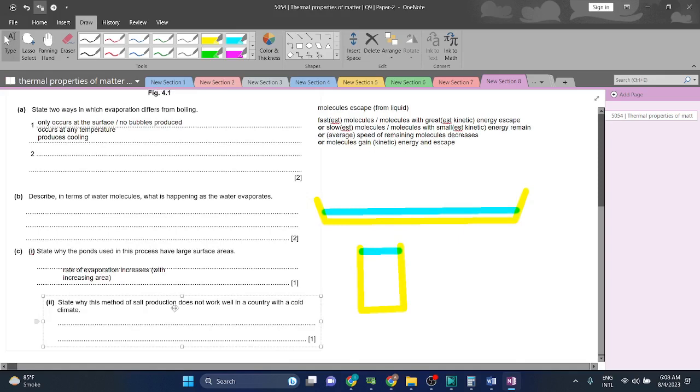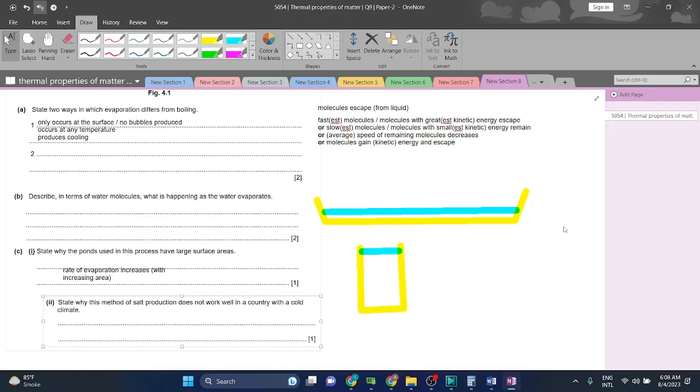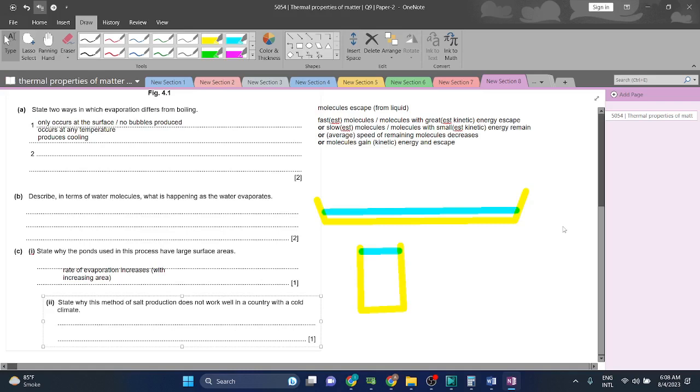एक सेकेंड रुक जाए, छोड़े बल्कि इधर ही रहने दें। अच्छा, state why this method of salt production does not work well in a country with a cold climate. अच्छा, अभी मैंने आपको बताया कि evaporation is dependent on one thing, which is surface area, but there are several other factors which evaporation is dependent on, like temperature. जितना temperature होगा ना, the higher the temperature, the higher the मतलब जो thermal energy है, if that is higher, there is an increase in kinetic energy, right?